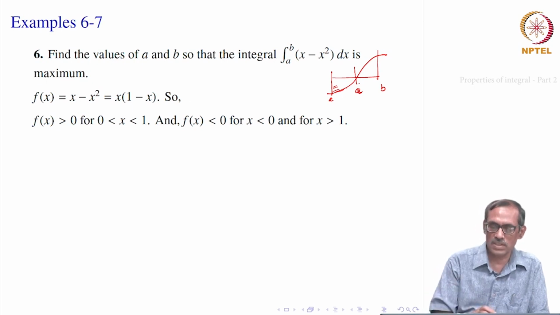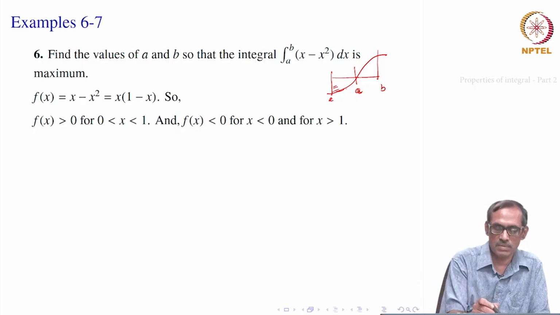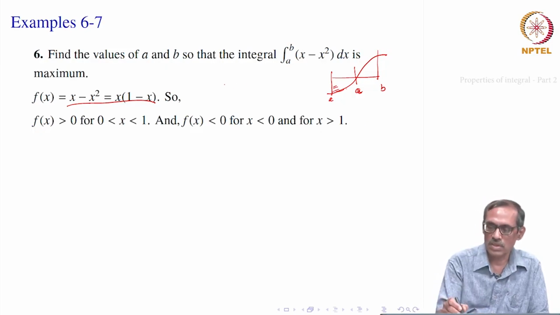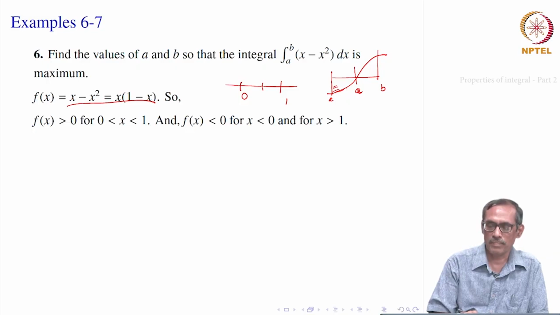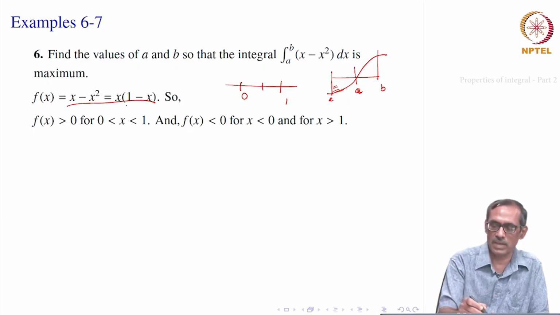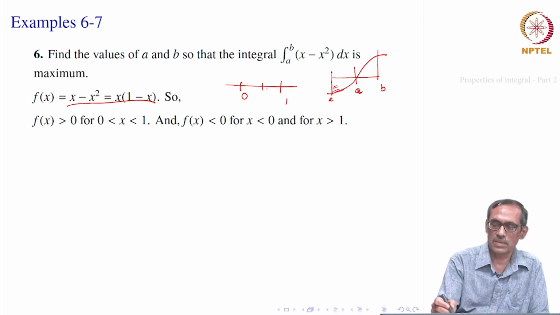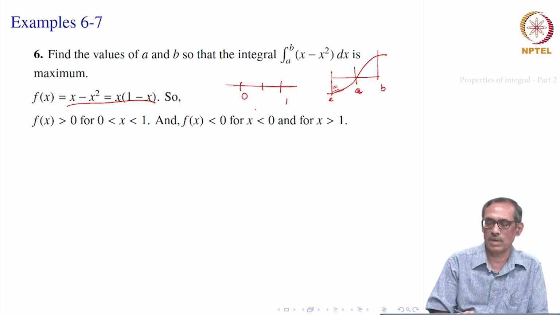So, suppose f of x is bigger than 0 somewhere, then we can choose our a like this. But for this function, where is it bigger and where is it smaller than 0? This is x into 1 minus x. If you take 0 here and 1 here, and take any point x in between 0 and 1, then one factor is x minus 0, and the other is 1 minus x. Both are positive, so their product is positive if x is between 0 and 1.